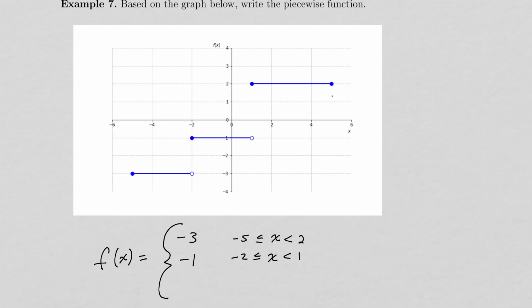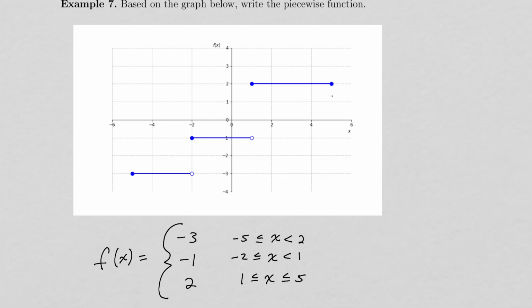And then finally, what is the third piece? Well, it looks like it's going from x equals positive 1, so greater than or equal to 1, all the way up to 5, right? So less than or equal to positive 5, including both endpoints. So that third piece, x is greater than or equal to positive 1, less than or equal to 5. And what is the output? The output is a 2. So f of x equals 2 if x is between 1 and 5, including the two endpoints, 1 and 5. Okay, so that's how you interpret that.